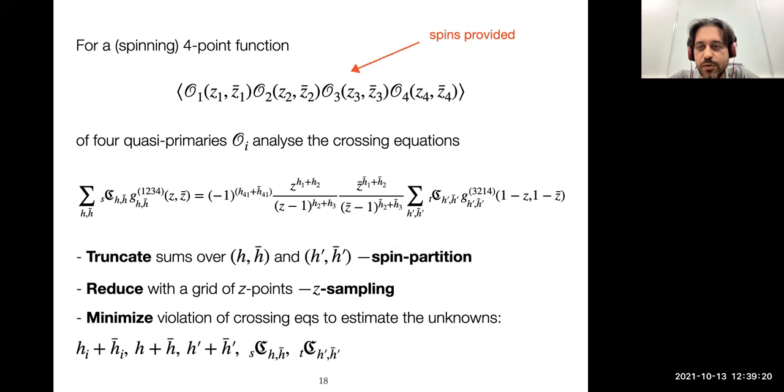And then the problem we have to solve, once we have this truncated, reduced set of equations, we build this, we compute the norm of the violation of E, and we want to minimize that to find scaling dimensions and OPE squared coefficients. Okay, so in principle, we should also vary the scaling dimensions of the external operators, because in general, they're not known.